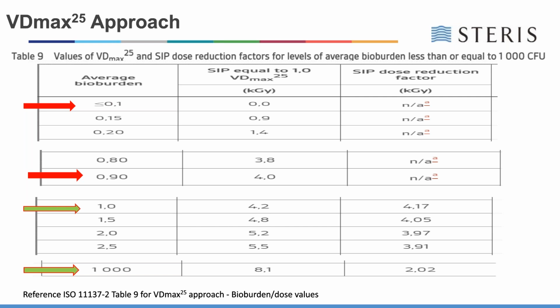Here on this table, we have a snippet from table 9 in the ISO standard. It gives you the bioburden ranges on the VDMAX, which go from 0.1 to 1,000 CFUs. From this table, we can use this to find the verification dose associated with our products. In those two designated red columns, we can see that you have low average bioburden and your SIP equal to 1.0 VD max 25, you can read out what your kGy verification dose would be. In the green column, here you're above 1 CFU, and you can read the verification dose there. There is another column there, the SIP dose reduction factor, which, depending on where your bioburden lays, could be applicable.